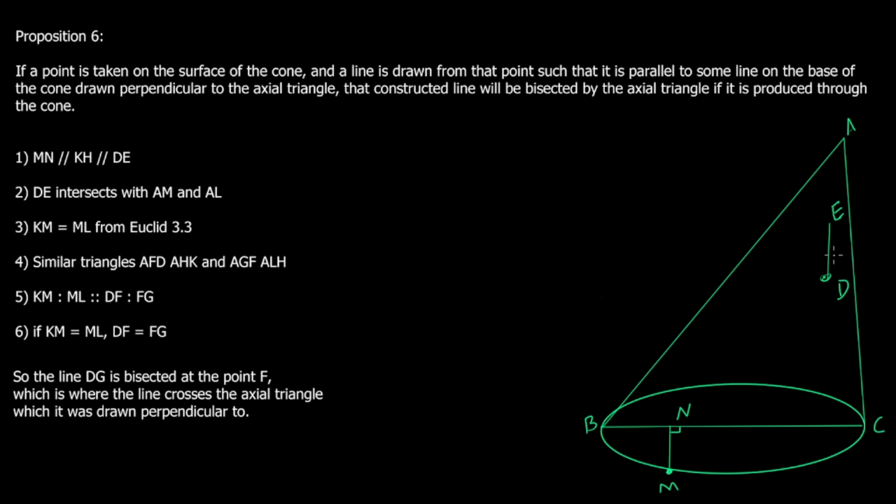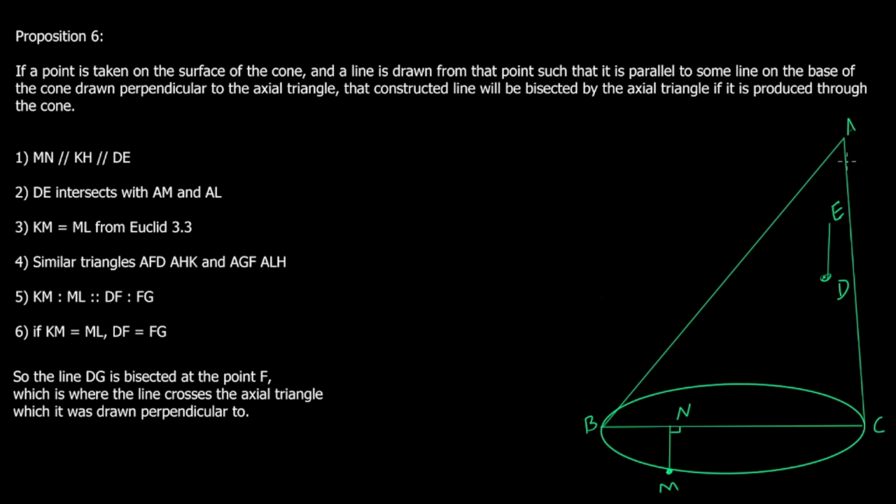What we want to prove is that if we extend DE all the way to the other side of the cone, the portion of the line in the cone will be bisected by the plane of the axial triangle ABC. Now on to the proof.